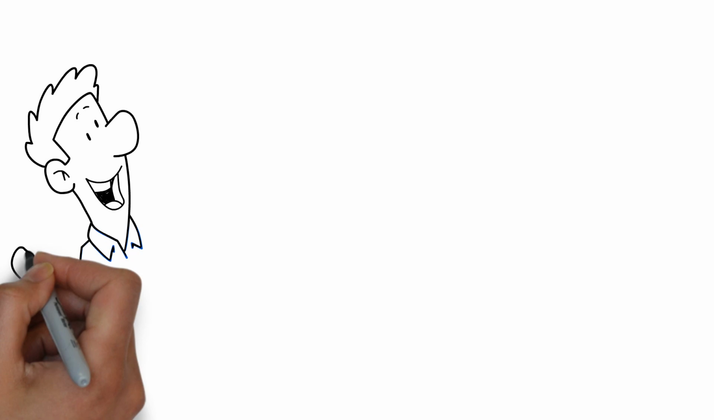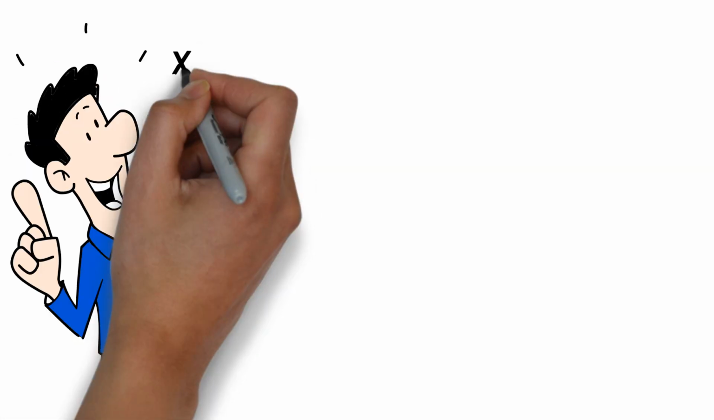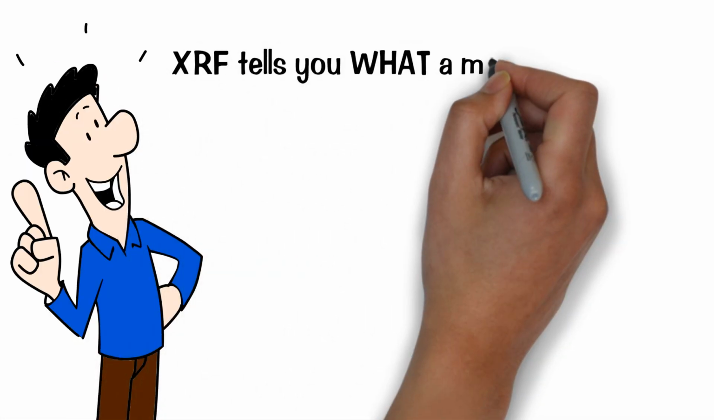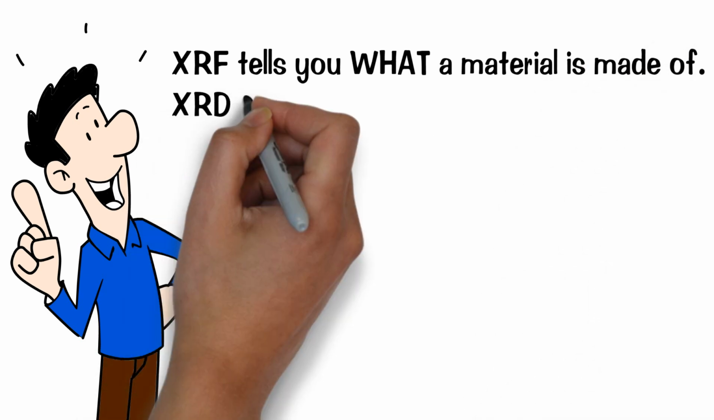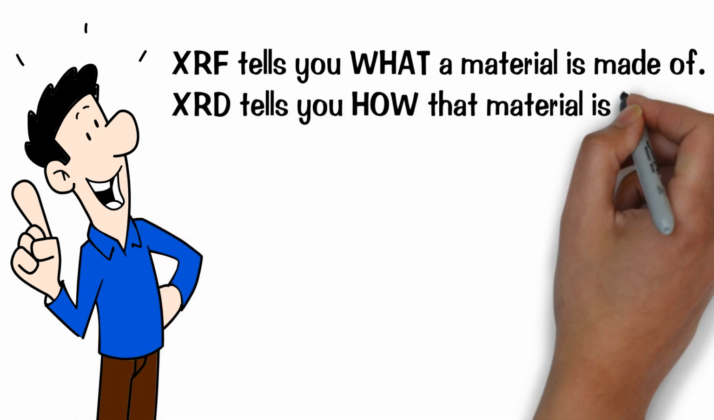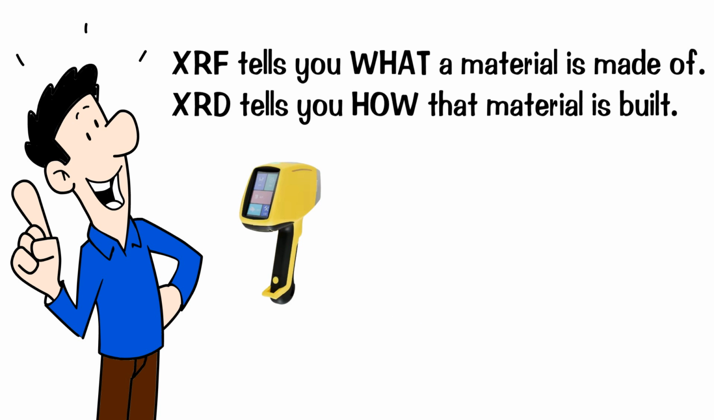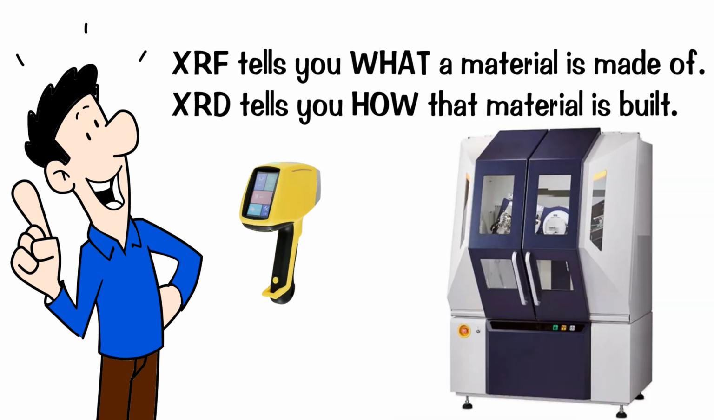The easiest way to remember it is this. XRF tells you what a material is made of. XRD tells you how that material is built. These technologies don't compete, they complement each other.